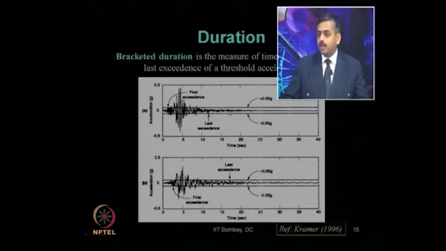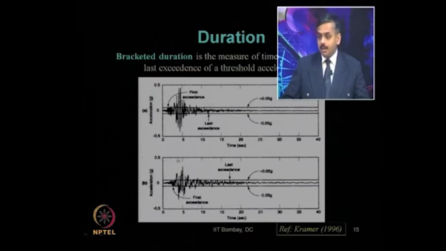Whereas, the total earthquake duration may be considered, if you consider these values also, maybe up to 20, about 20 seconds or so, right. So, though the total earthquake duration is 20 seconds, the bracketed duration, which is more important for us as civil engineers, is 10 seconds. That is what I wanted to point out here.